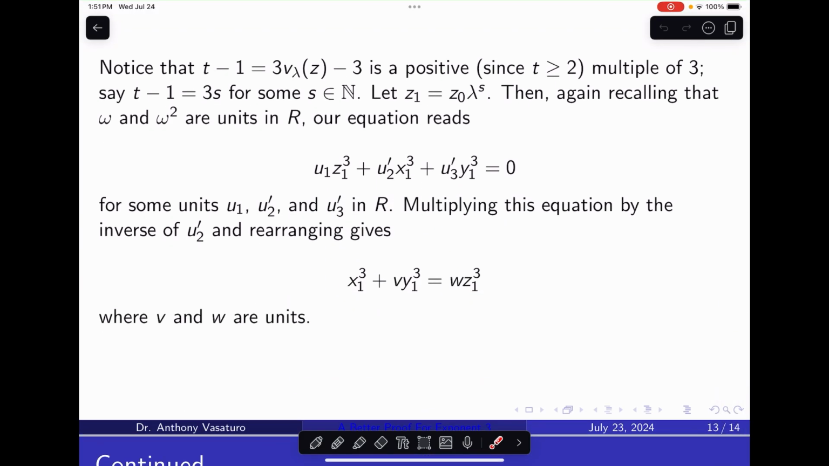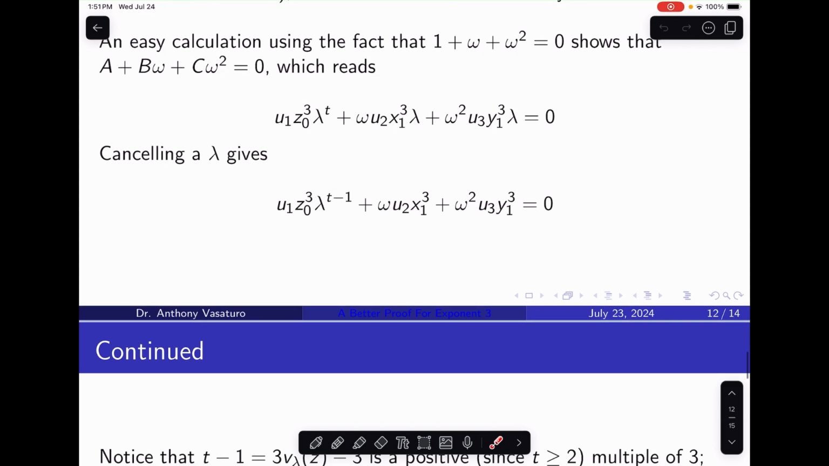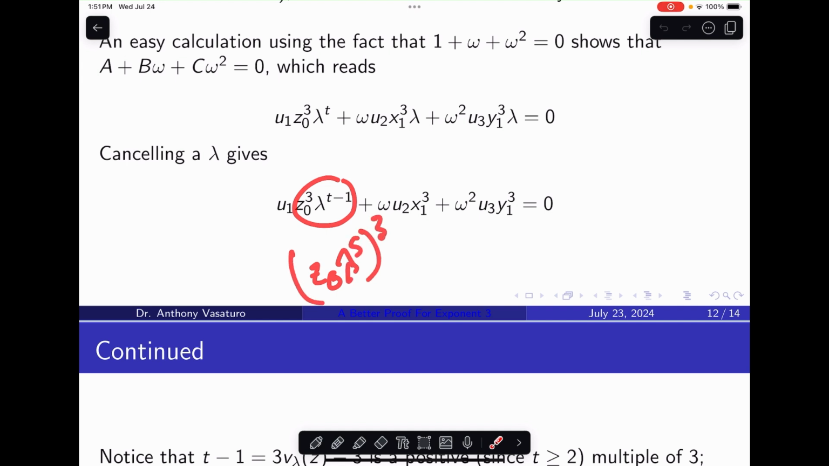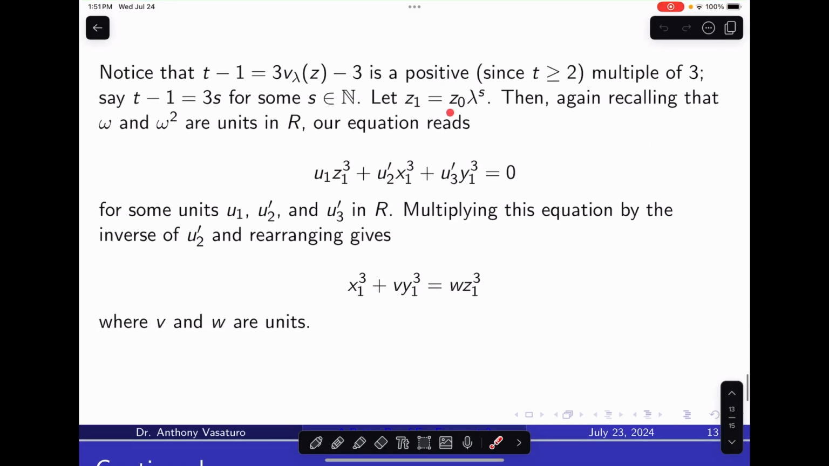So here's where z1 comes in finally. Let z1 be z naught lambda to the s. In other words, here's lambda. You can write t minus 1 as 3s. So then what is this right here? It's z naught lambda to the s cubed. Okay, so we're going to call this z1, essentially. So let z1 be z naught lambda to the s.